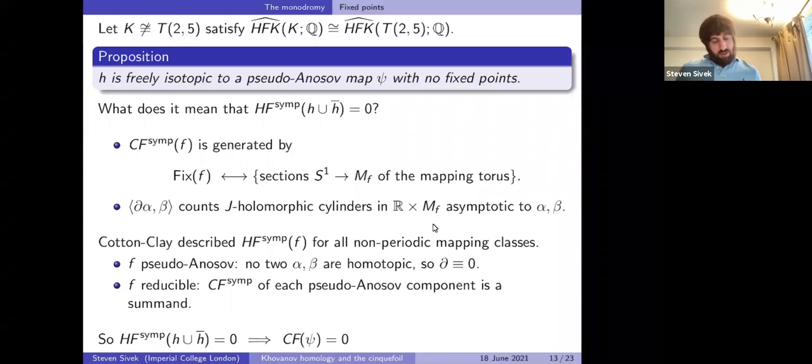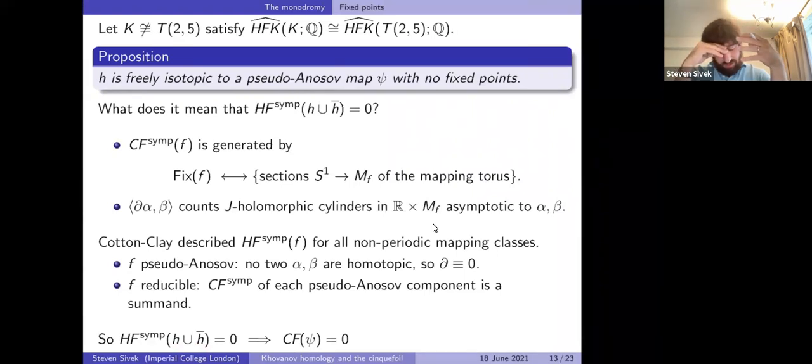So it is possible that you could get something non-zero if you glue together two pseudo-Anosovs where there are no fixed points. But here, the point of using H and its inverse is that these rotations sort of cancel out. And so there's no fixed points left.